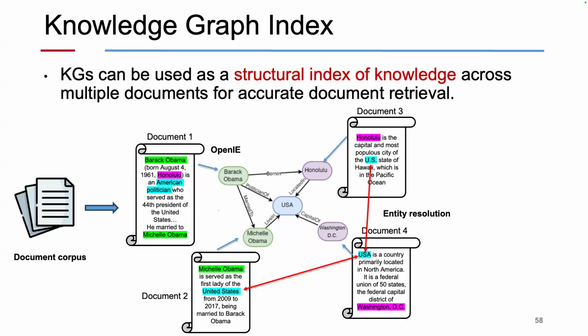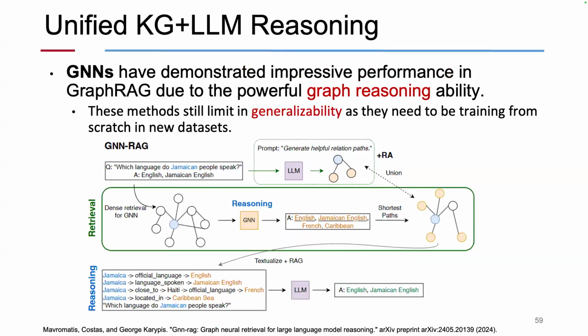So the problem is how we can utilize this structure, conduct the reasoning on the graph part, and give the information to the large language model to enhance its reasoning ability. One way of doing that is to utilize graph neural networks. Graph neural networks have demonstrated impressive performance in graph RAG due to their powerful graph reasoning ability. For example, they can reason on the graph structure to predict possible answers, or predict a subgraph structure that can be returned to the large language model.